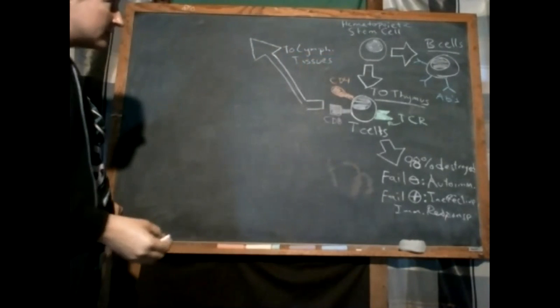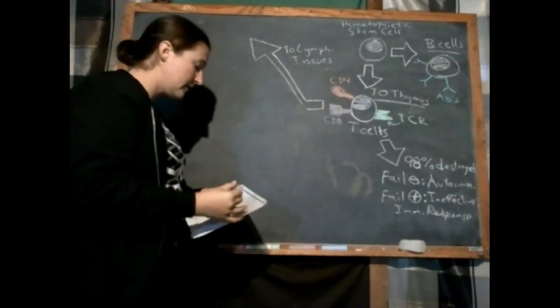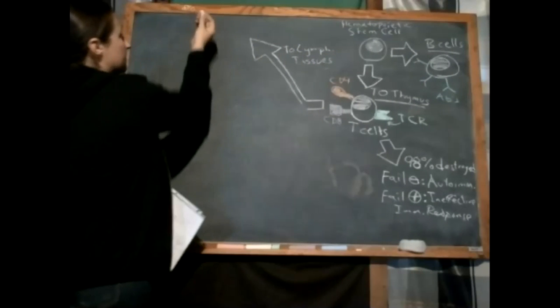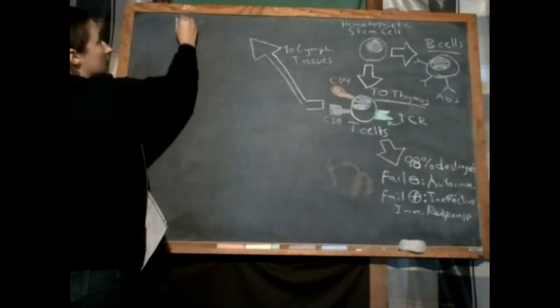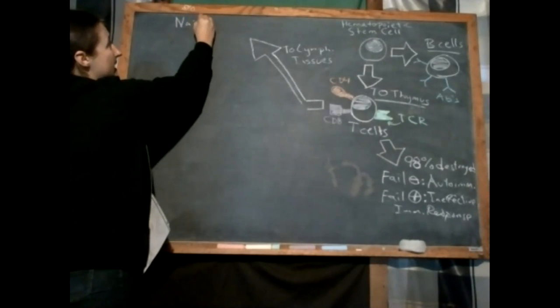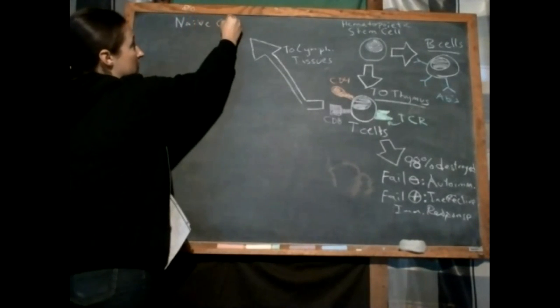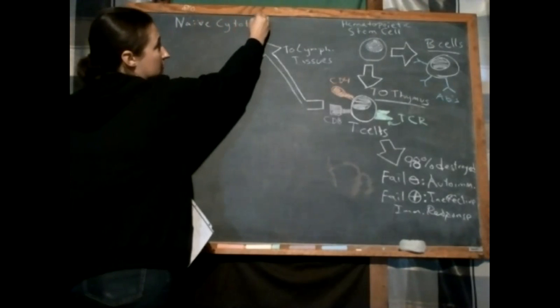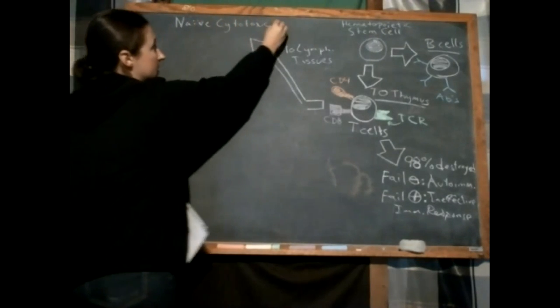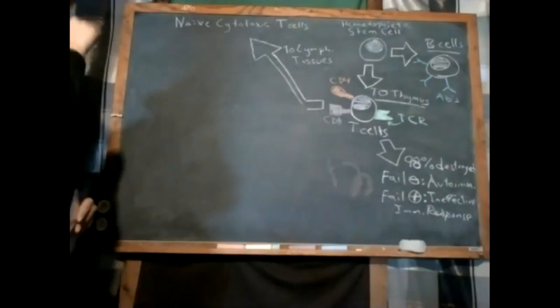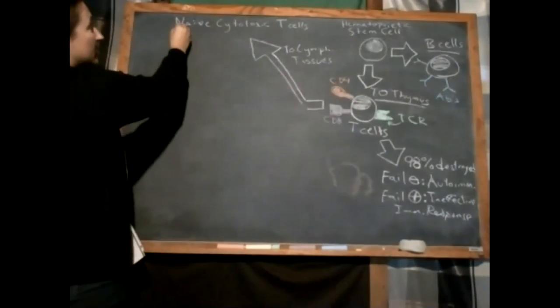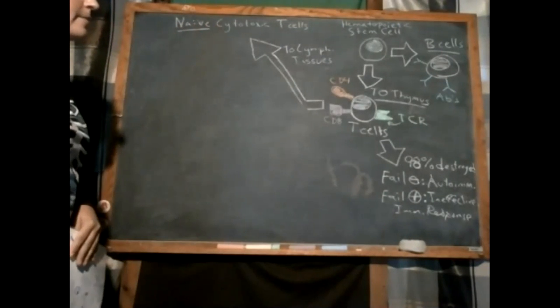And so these ones have further differentiated. So now these are called either, depending on what they have grown up to be, naive cytotoxic T cells. Okay, so they're naive because they still haven't seen what they're meant to see.